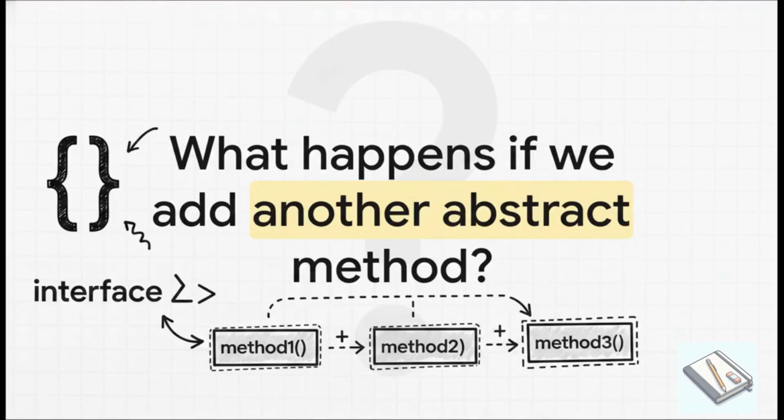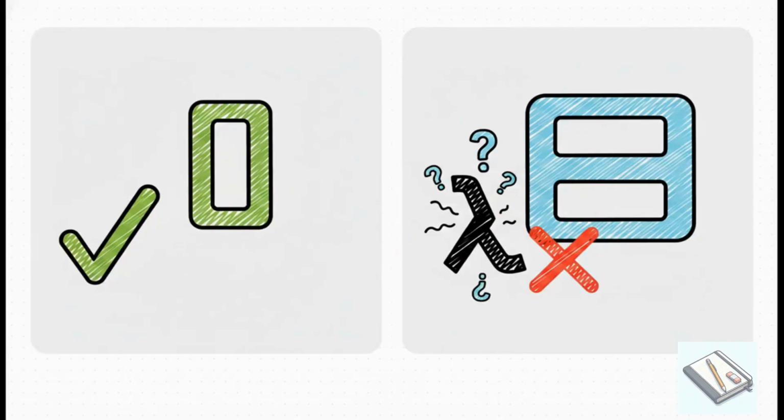Okay, but here's a curveball. What happens if we try to sneak in another abstract method? Yeah, the whole thing completely breaks. If you have your valid interface with one abstract method, you've got the green light. But the second you add another abstract method, say display, it invalidates the whole setup. Your Lambda fails immediately because you've just introduced ambiguity. The compiler literally gets confused, wondering, wait, which method are you actually trying to implement here? And it throws a compile time error.